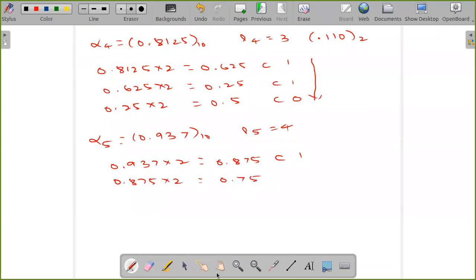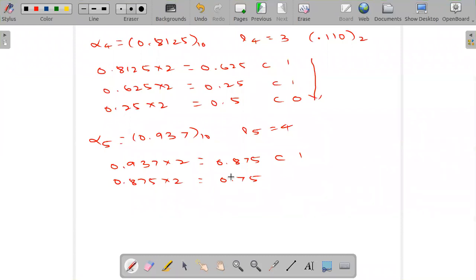Not visible? Okay. Now it is visible? Yes.